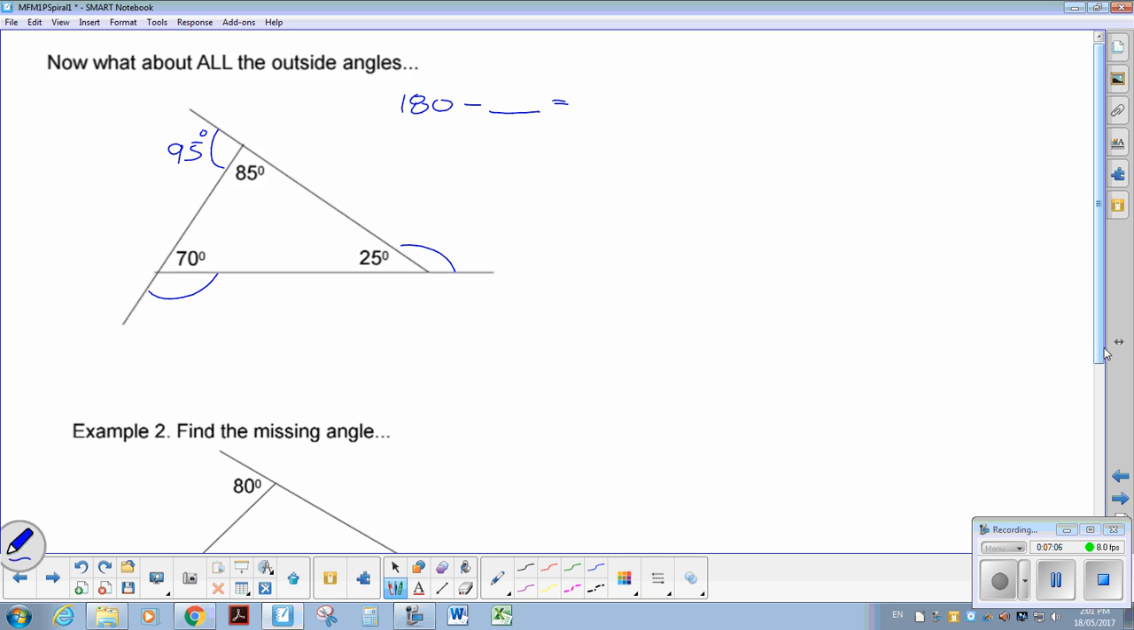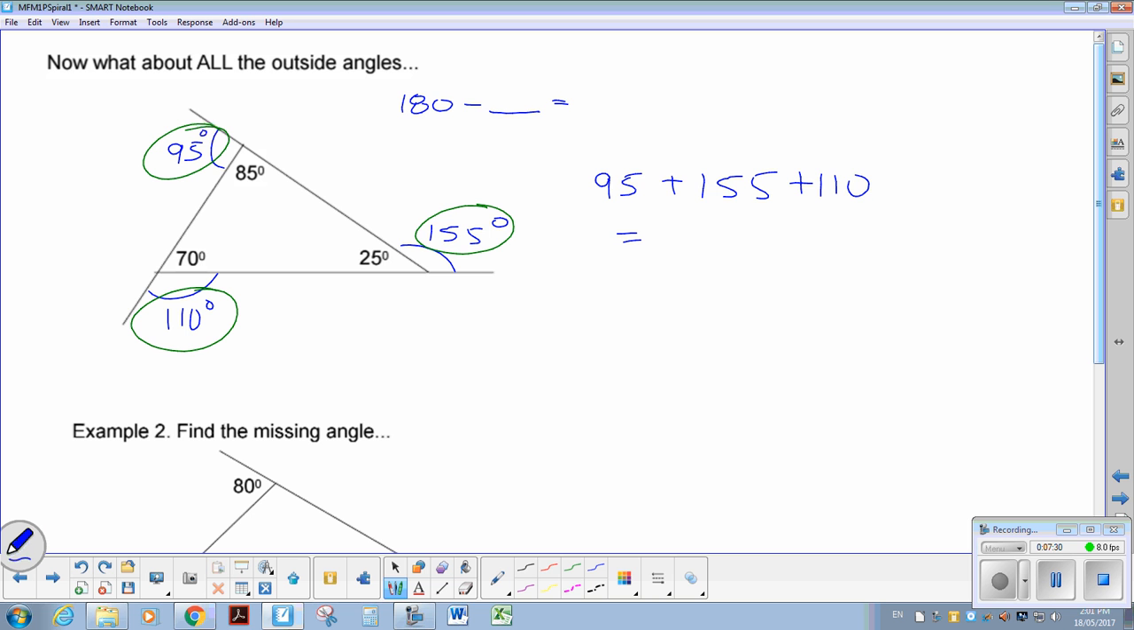180 take away the 25 is 155. And 180 take away 70 is 110. So those three angles that were just calculated, they look like they don't really have a related relationship. However, if I was to add them up, 95 plus 155 plus 110, what will the result be? If this was a regular class, I'd be doing an investigation here, but I'm just telling you what the answer is going to be. The three exterior angles of a triangle always add up to 360.